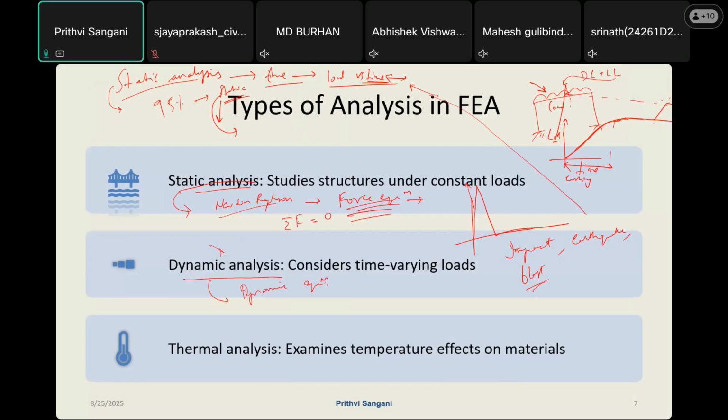So what does dynamic equilibrium say? Dynamic equilibrium says that your forces as well as your accelerations should sum to zero. Now let us say this is your beam, and you are hitting the beam with a load. In my case, I told you, this is my projectile, coming and hitting a beam here. Once it hits the beam, the beam also vibrates.